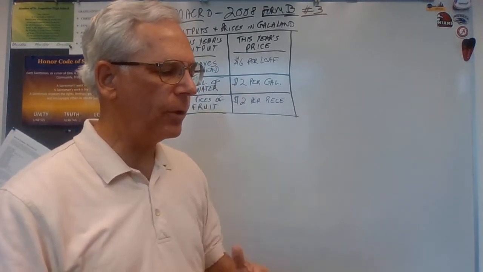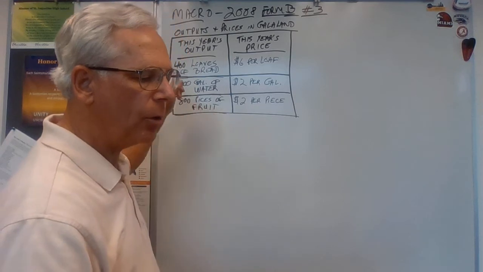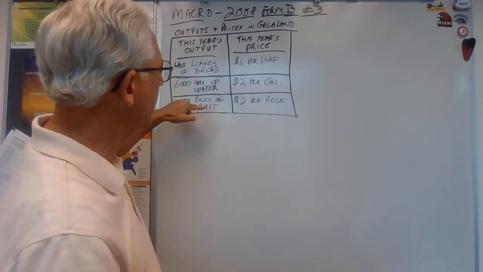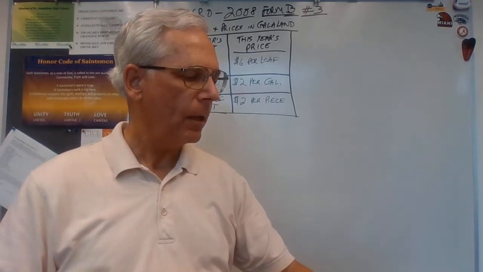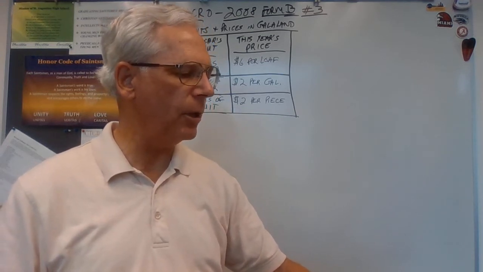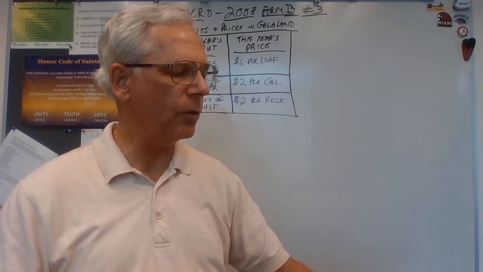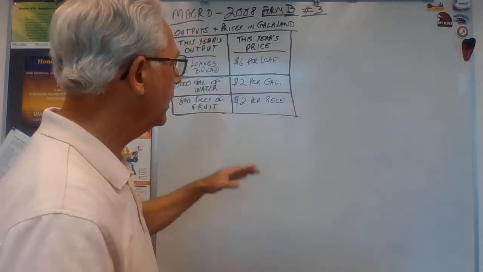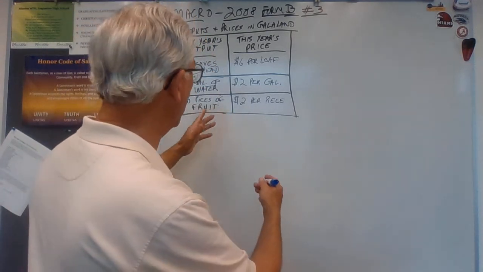Galaland produces 3 final goods: bread, water, and fruit. The table above shows this year's output and price for each good. Calculate this year's nominal GDP. Nominal GDP using this year's prices.